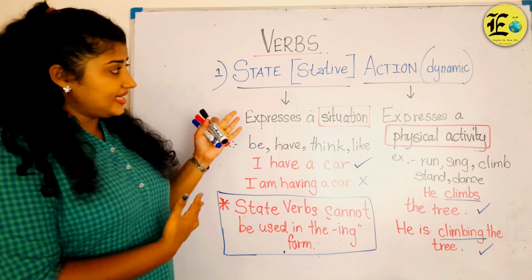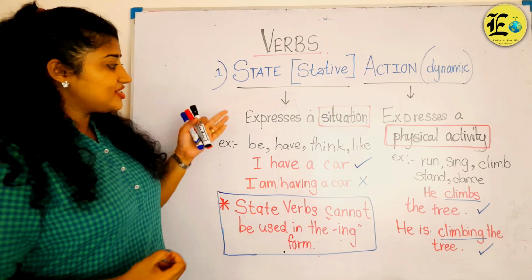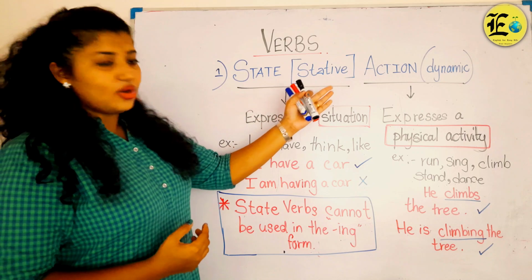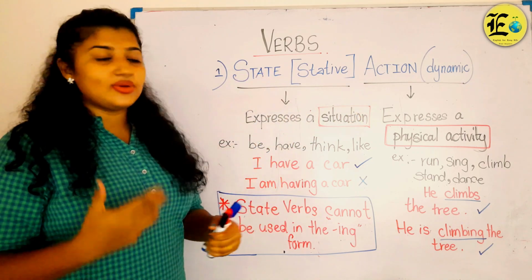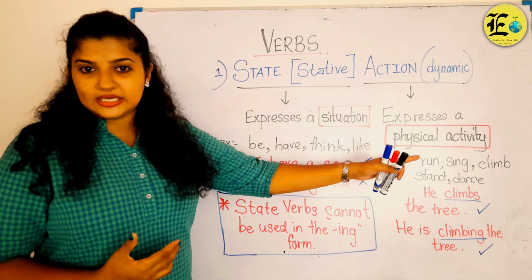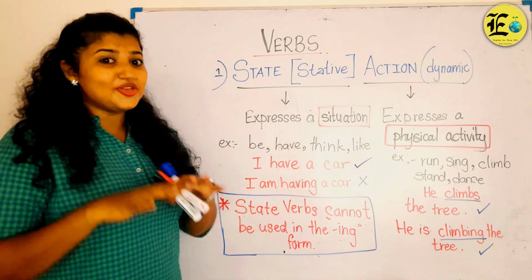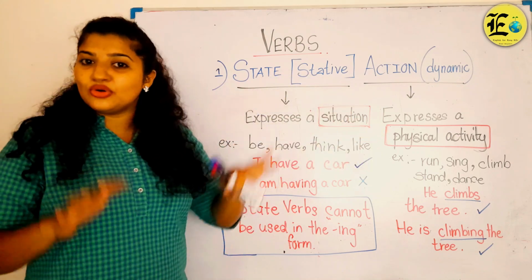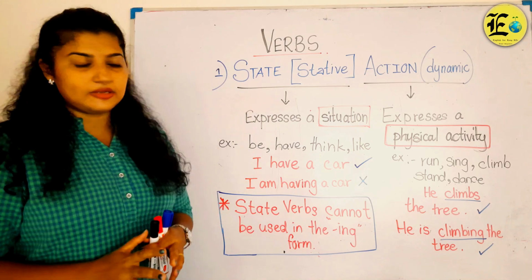Well, a state or a stative verb means any verb that is used to express a situation, whereas an action or a dynamic verb means they are used to express physical activity. Now, what is the major difference between this? There's no major difference between the state or the action verb. Both give the same meaning. The only thing is regarding its function.